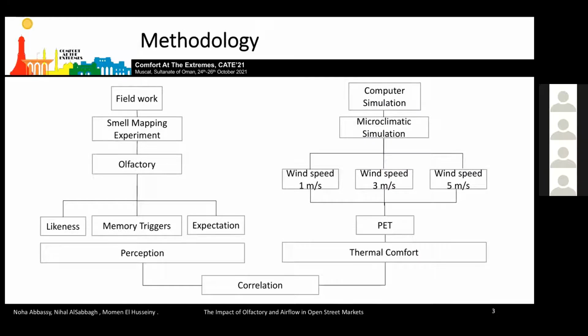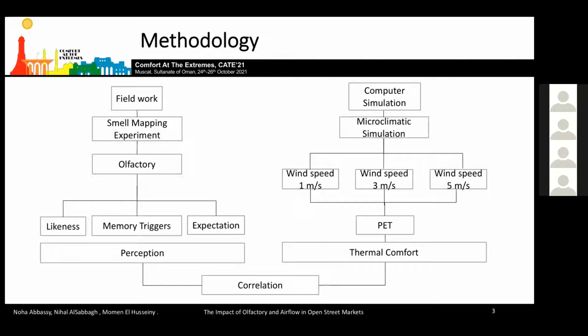We used a methodology which was basically divided into two tracks. The first was the field work. A smell mapping experiment was designed to map the olfactory of Souq al-Rahab. Basically, we were trying to extract the likeness, the memory triggers, and the expectations that the olfactory caused and how it impacted the perception.